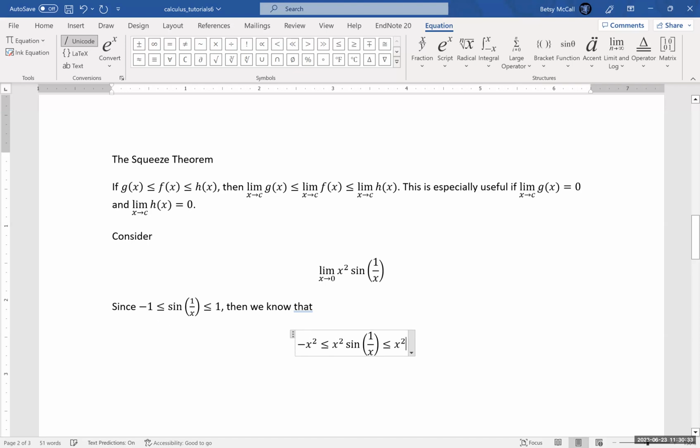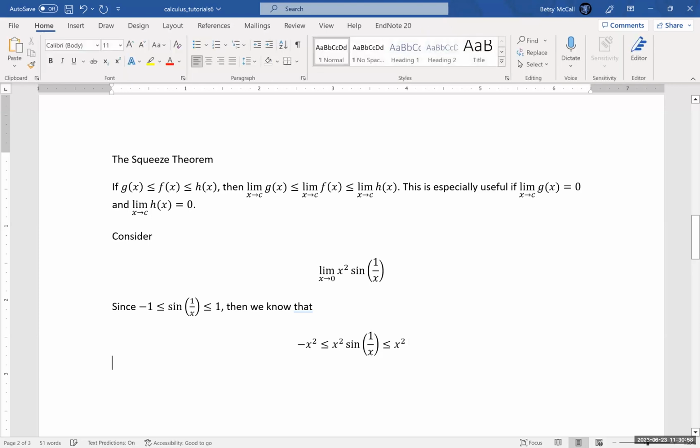And you can think about this graphically if you want. If you actually draw the graph of the x squared parabola and the graph of the negative x squared parabola, you can see that our function x squared sine of 1 over x is going to be oscillating, but bounded between these two functions. So we know that is true.